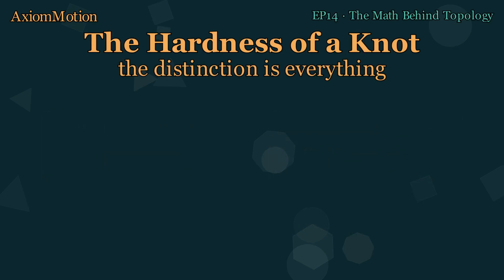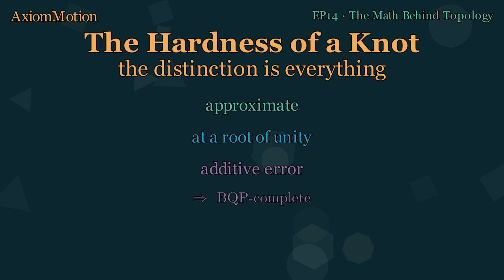Let us be precise, because every word counts. It is the approximation at certain roots of unity to within an additive error that matches a quantum computer. The exact value is harder still. Blur any of these words, and the statement becomes false.